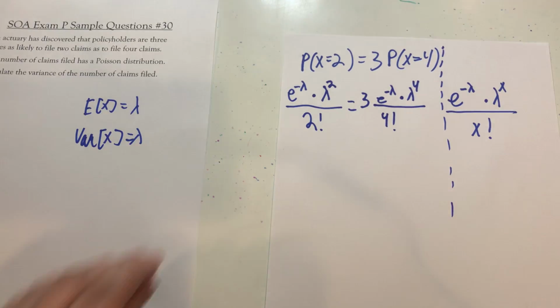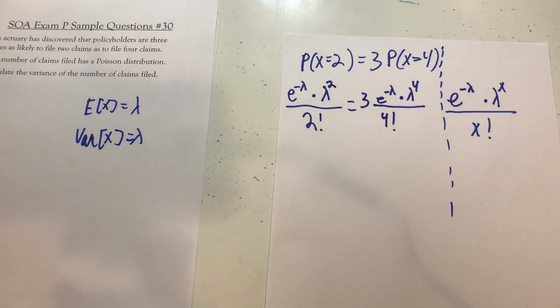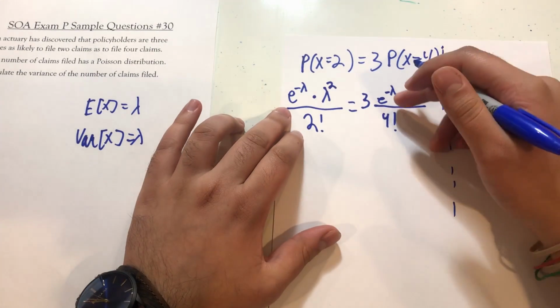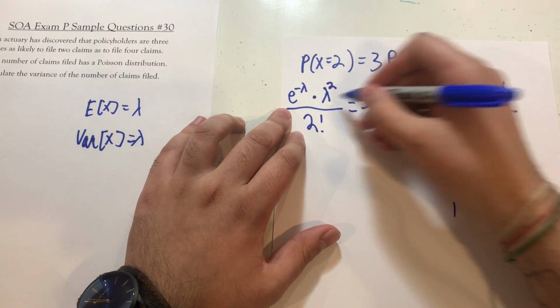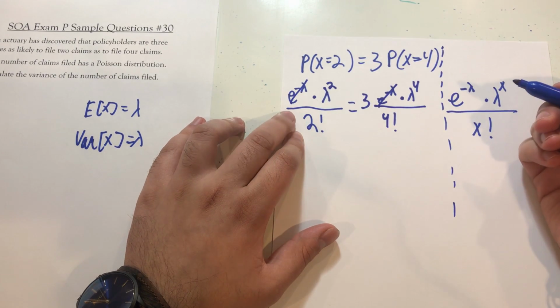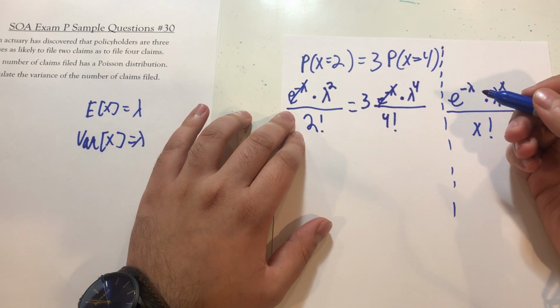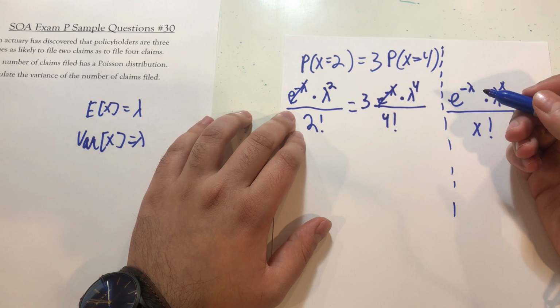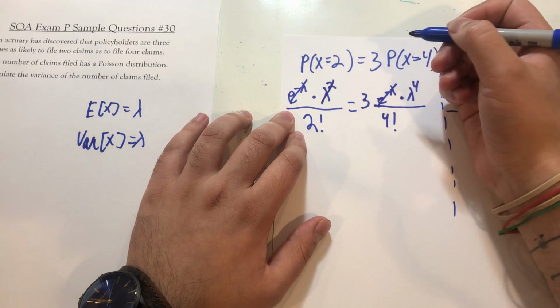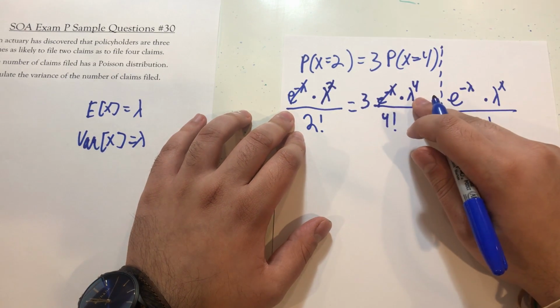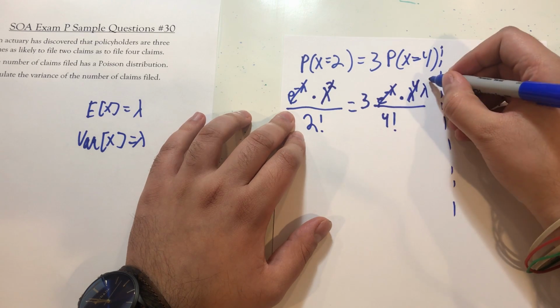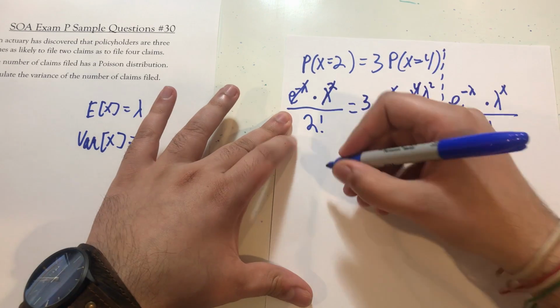Now, what you'll notice is a lot of things can start canceling out eventually. Like immediately, if I divide e to the negative lambda to both sides, that cancels. Right? If I divide lambda squared to both sides, this cancels. And this will become a lambda to the 2nd. So now let me rewrite what I have.